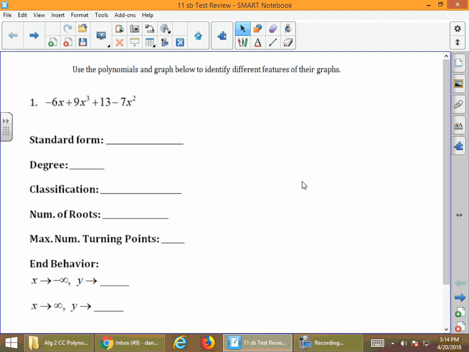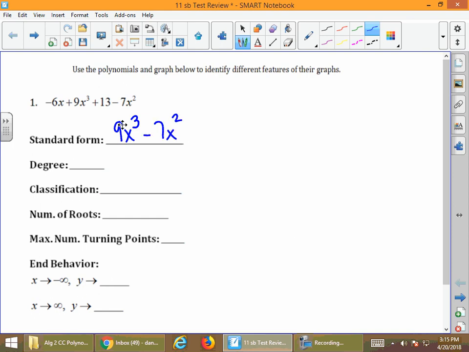Remember, standard form means that we need to have our equation in descending order. So that means our highest exponent is going to be the value here first. And our highest exponent is 9x cubed. Then our next highest is minus 7x squared. Our next highest is minus the 6x. And then lastly, we have the constant of the plus 13.